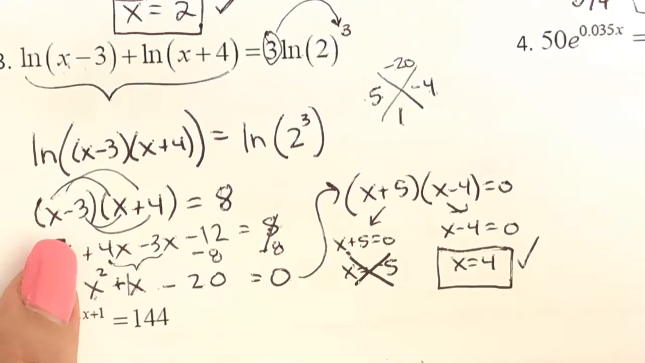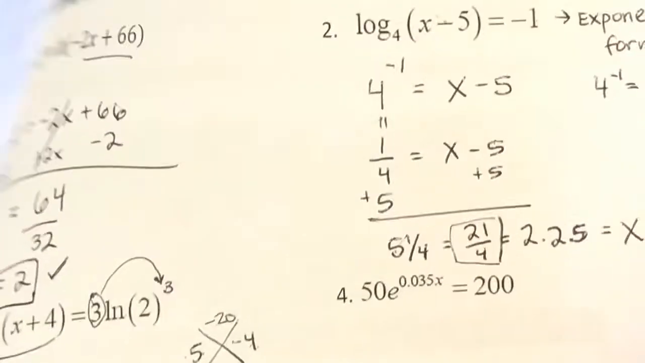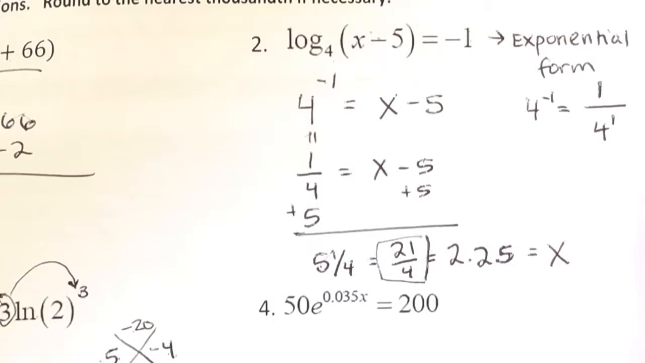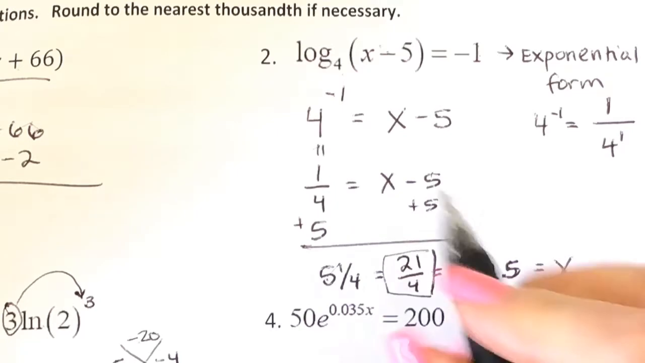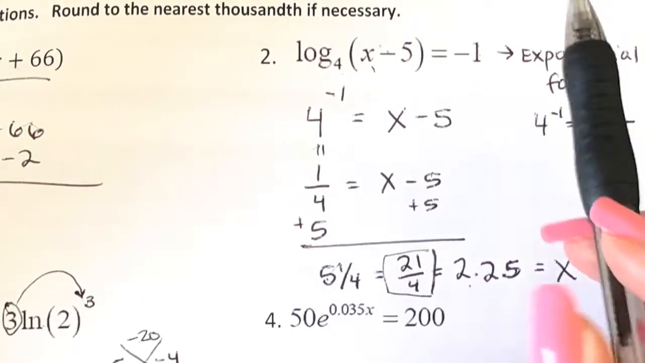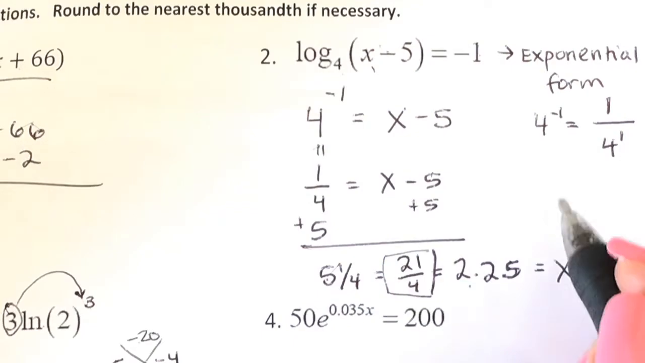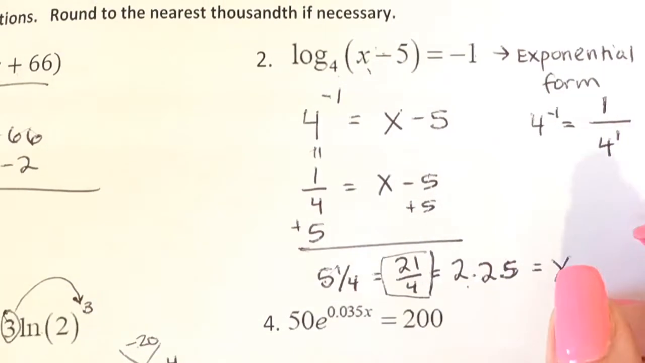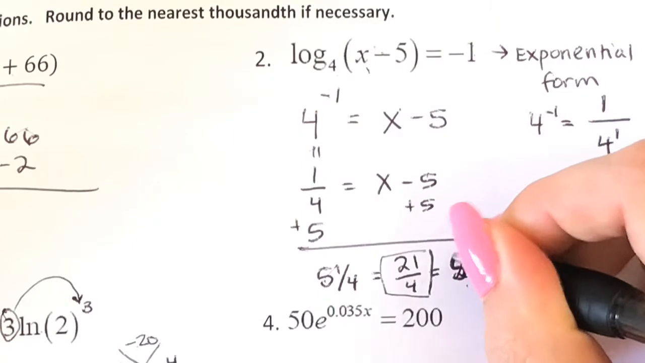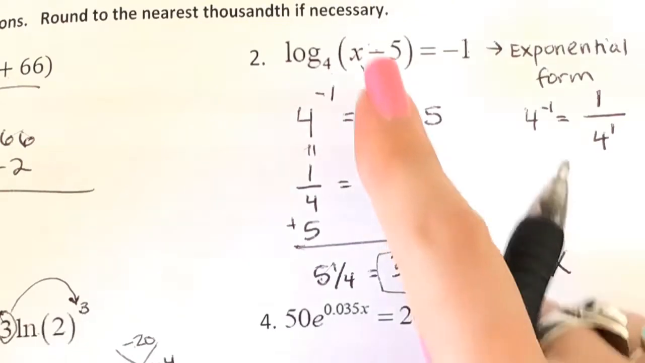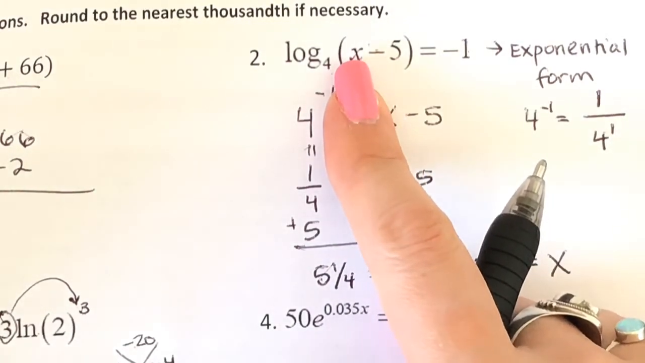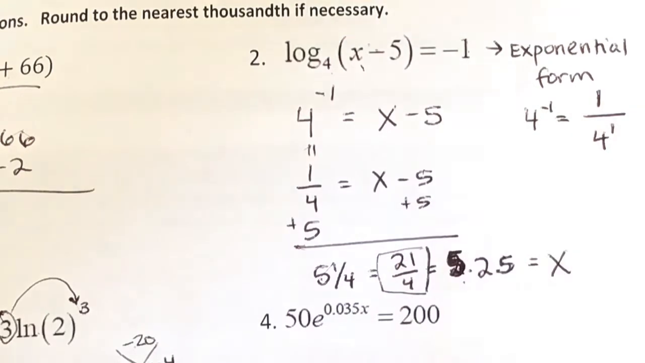Okay, I think I forgot to check the other one. If we look back at our last problem, actually we do have a problem with this one. If I put 5.25 into my logarithm, 5.25 subtract 5 is 0.25. And even though it's a really small number, it's still bigger than 0. So this one's okay. We're good there.